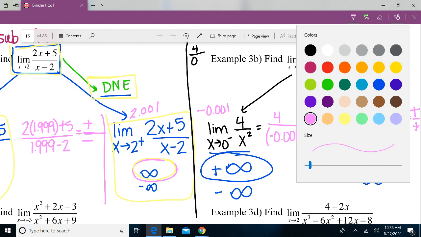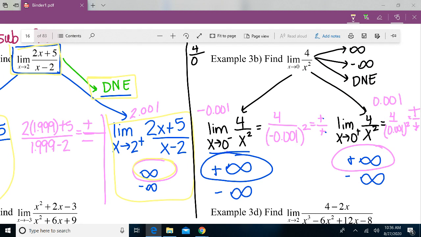Now it's time to answer the question, what is the overall limit as x approaches 0 of 4 over x squared? It's only going to be one of these three. Well, the limit from the left is positive infinity. The limit from the right is positive infinity. So that means the overall limit, since these are both the same, is positive infinity.